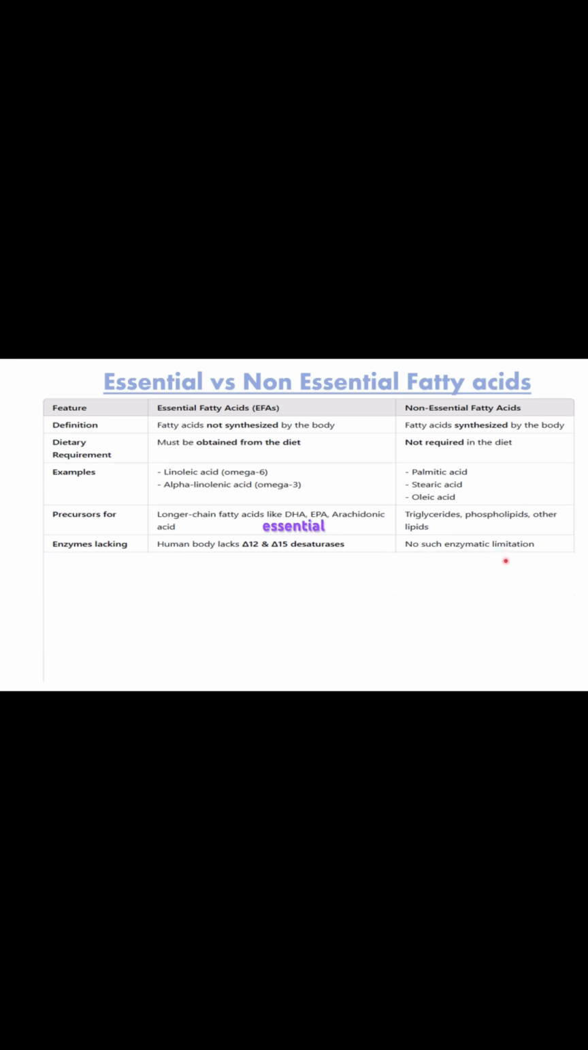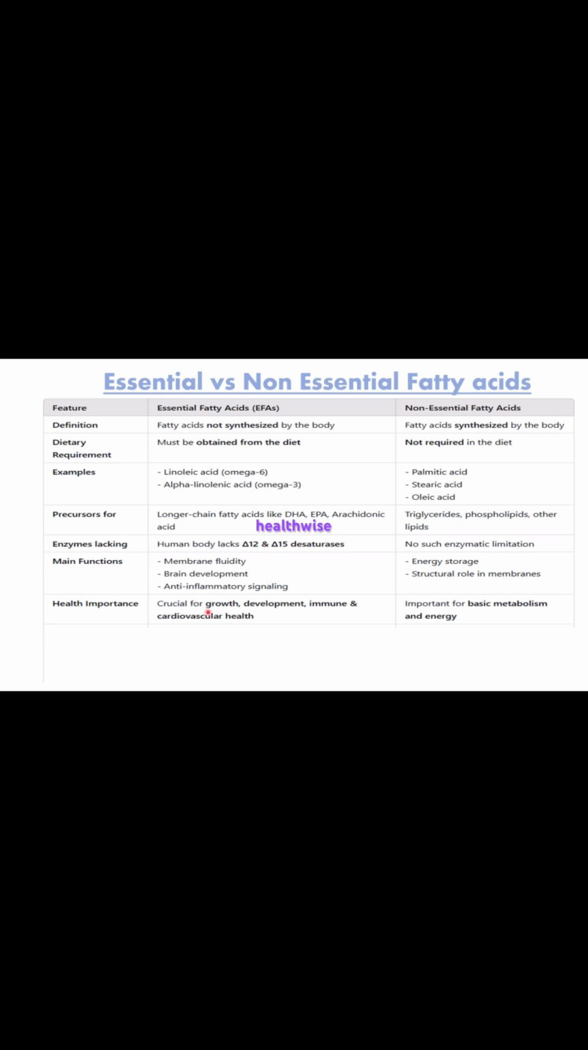of non-essential fatty acids. Functions of essential fatty acids include maintenance of fluidity of membrane, development of brain, anti-inflammatory role, and they have a role in cell signaling. While non-essential fatty acids, as they are precursors for triglycerides, have a role in storage of energy, and since they are precursors for phospholipids, they have a structural role in the membranes.